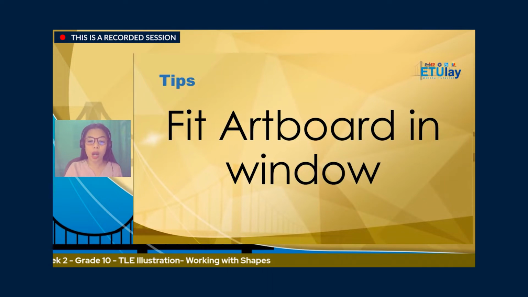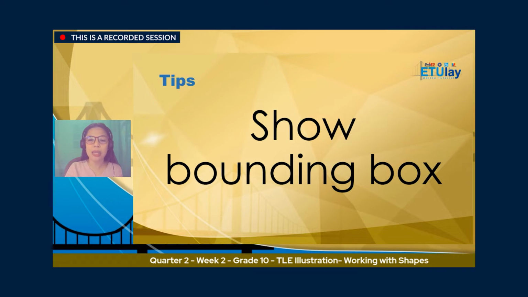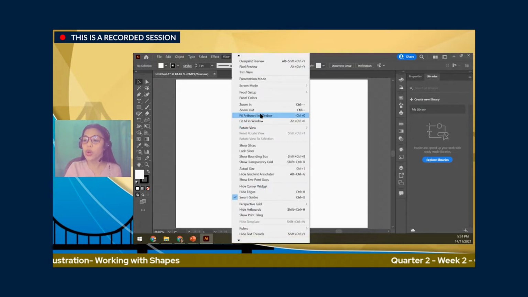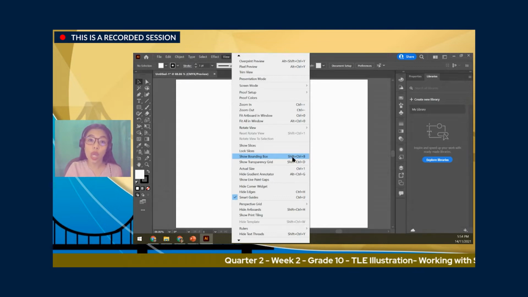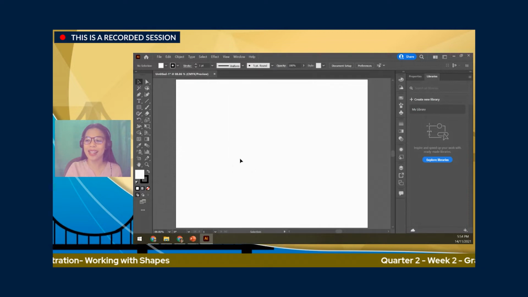Okay? Next tip, show the bounding box. Okay? The bounding box is useful when it comes to creating different objects. Mahalaga yon. Paano natin palalabasin ang ating bounding box? So, punta ulit tayo sa view. And then go to show bounding box. So, kung ikaw ay naka-show ng bounding box, ang makikita mo dito ay hide bounding box. It has a shortcut of Shift Control B. Ayan. Okay?